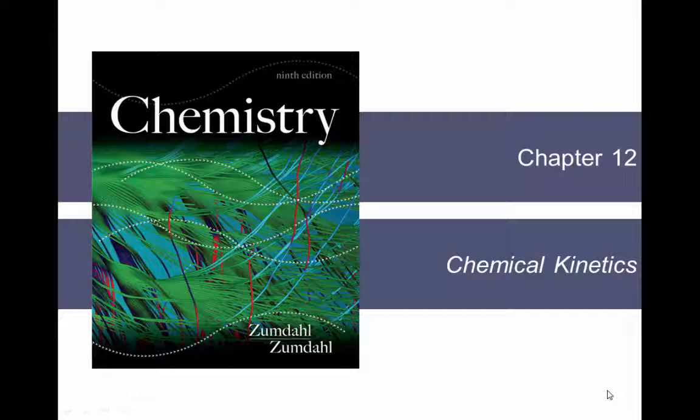Hello, AP students. Today we will be looking at chapter 12, chemical kinetics. And the idea behind kinetics is that you're studying the factors that control the rate, the speed of the reaction. As you're watching these podcasts, make sure that you're also reading the chapter in the text and looking at the different examples to get the complete picture pulled together.